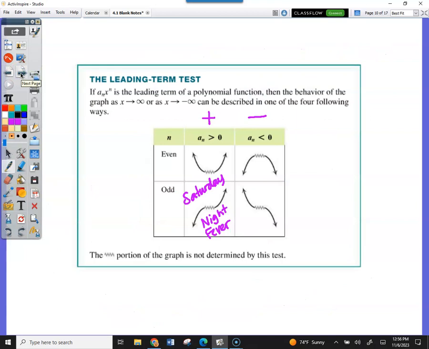This is just a chart to give you, this just sums up what you already know. I know when you might look at it, you might think, I have no clue what I'm reading. They're saying, hey, if it's an even degree and it has a positive leading term, leading coefficient, it's going to open up. It's going to have some stuff going on in the middle, but we're not going to get to that. They're just saying it's going to open up. If it's negative, it's going to open down. If it's odd, positive, it's Saturday Night Fever, right? And if it's odd, negative, it's going to flip.